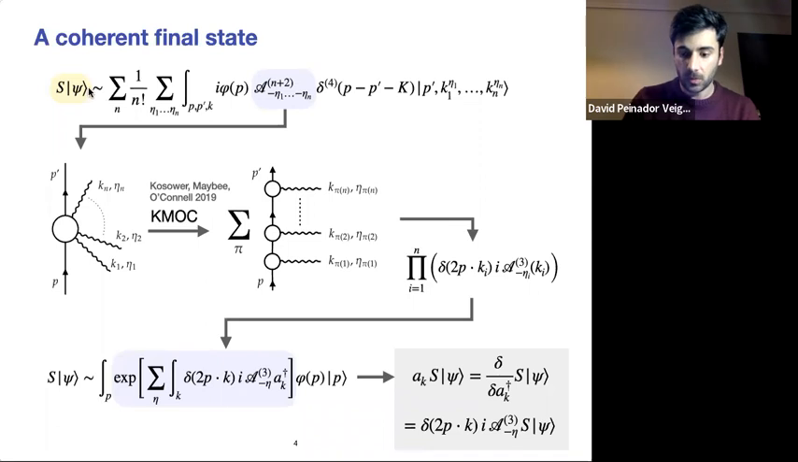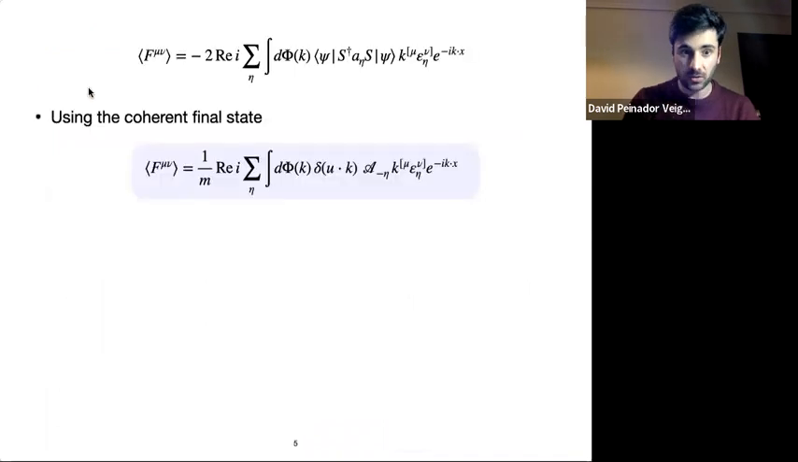Now let's put this into practice by computing the classical expectation value of the field strength. I have written here the equation that we want to compute, and you can recognize here the combination that we've just talked about. And so what you get is just a factor of the amplitude with the delta function.